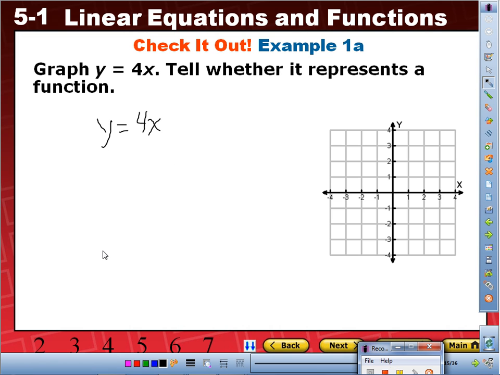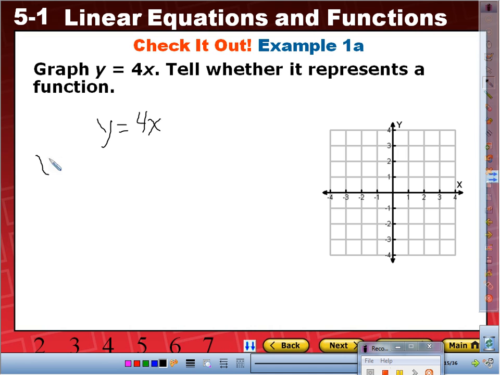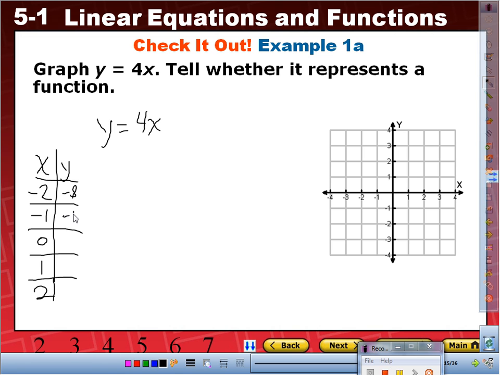So, is it already solved for y? Yes. Your table, x, y, your domain, negative 2, negative 1, 0, 1, and 2. And if we substitute the first value, negative 2, in here, so negative 2 times 4, that's negative 8. The next one, negative 1 times 4, that's negative 4. The next one, that's 0. The next one is 4. The next one is 8. So far, so good?